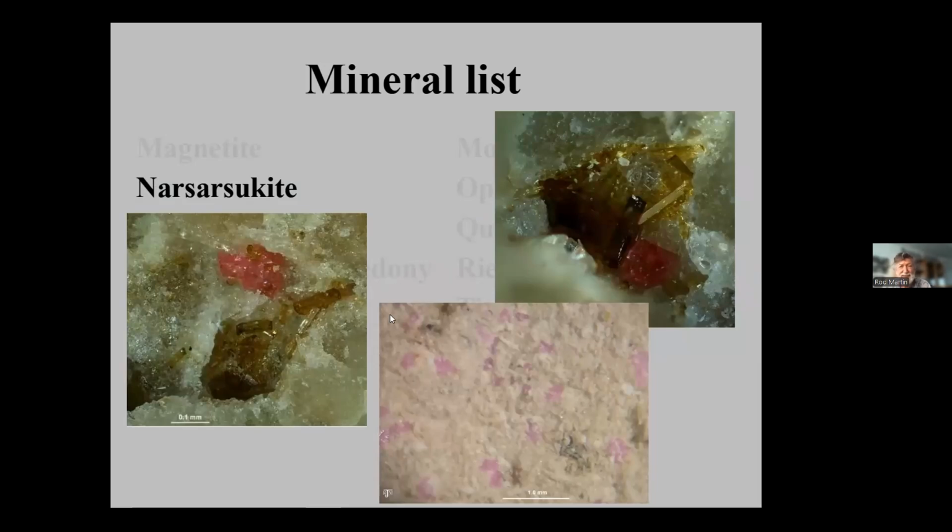Narsarsukite is quite a sharp crystal there, but again, it's only about 0.1 of a millimeter. There's a couple of crystals there. Again, it's 0.1 of a millimeter. These are slightly different, in that these crystals were found in a siliceous soup, if you like. And this is probably the base of the pot of soup. And the narsarsukite crystals have formed and fallen to the bottom of the soup.